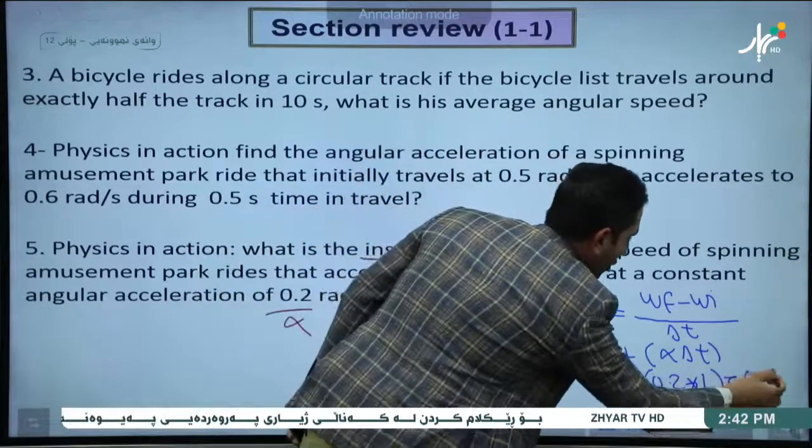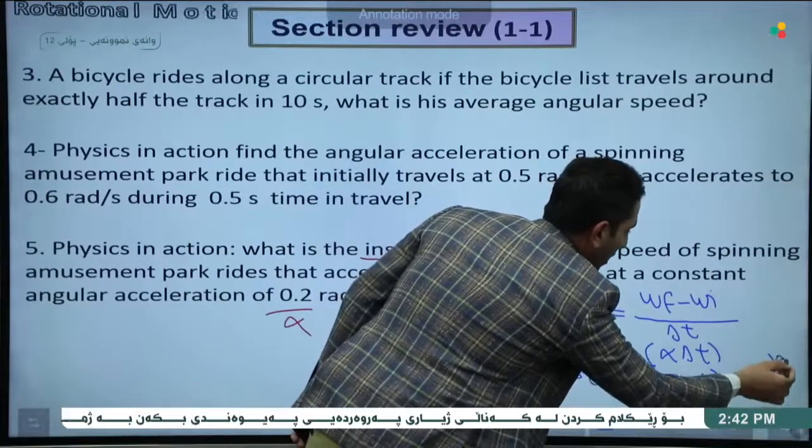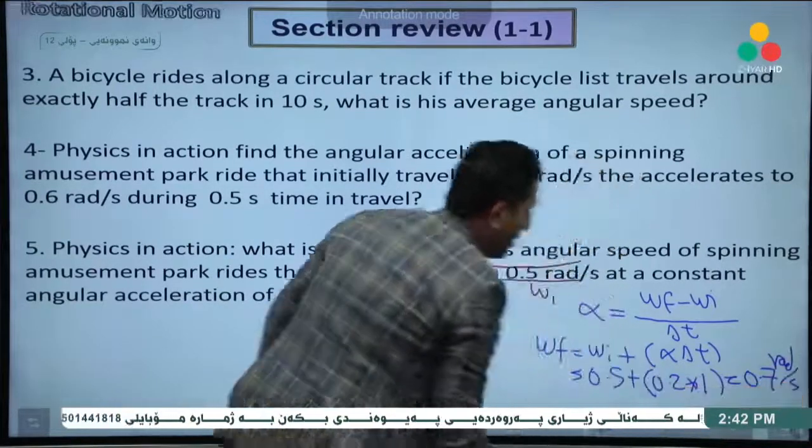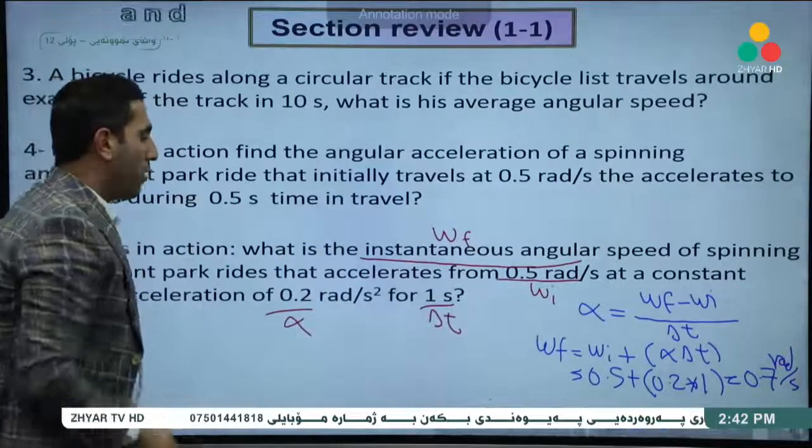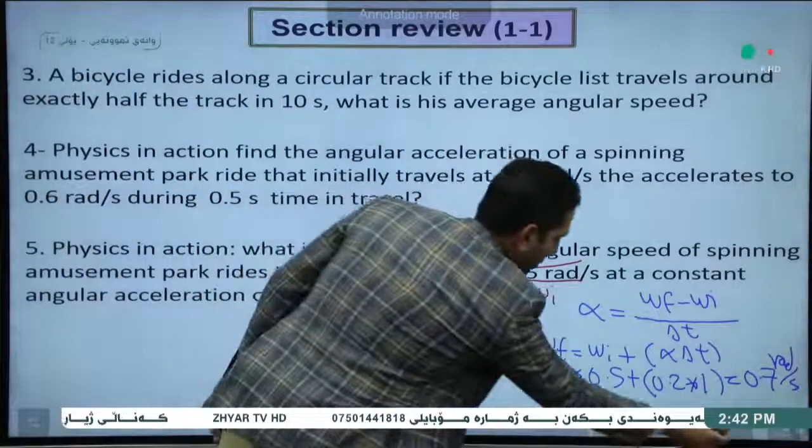Equal to 0.7 rad per second because of angular speed.